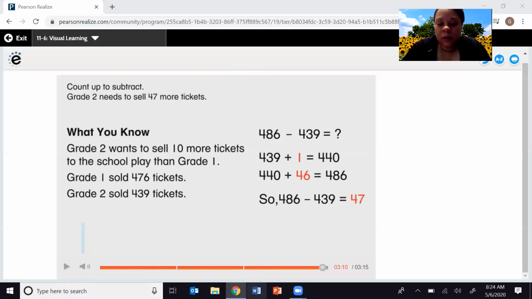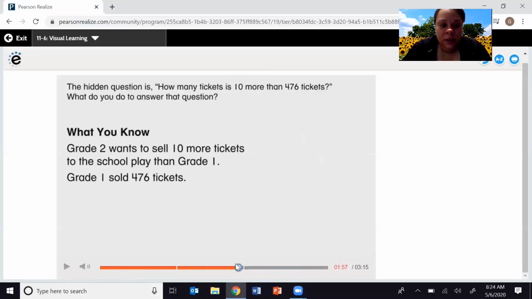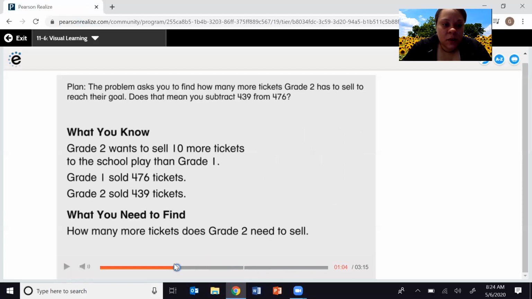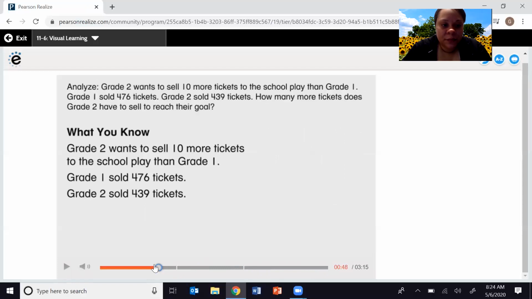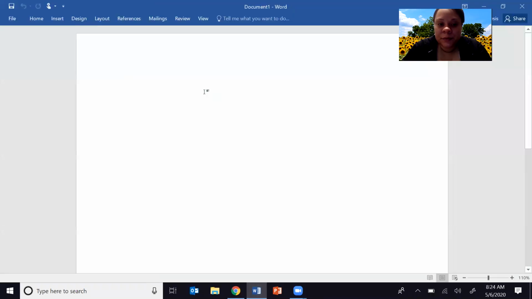So let's do a sample problem here. Let's see, how do I want to do this? I'm gonna do one kind of like this one. Let me see if my word, there we go. Okay. So 2F wants to sell 20 more tickets than 2A.